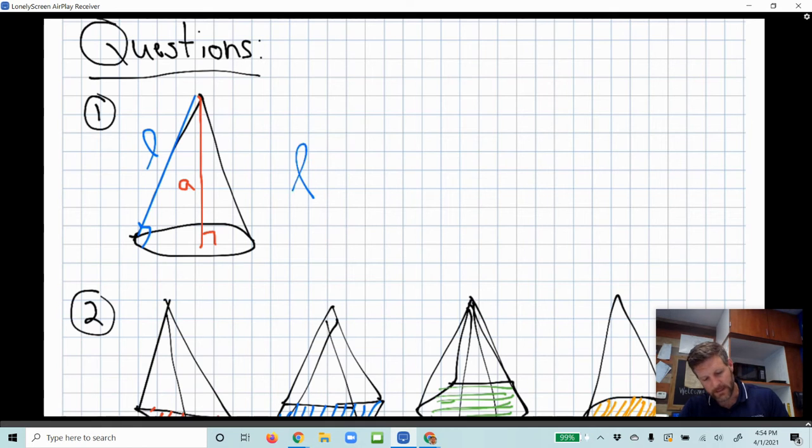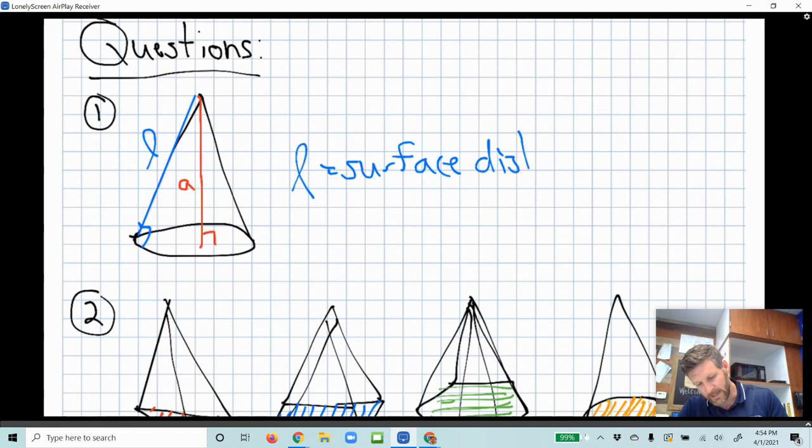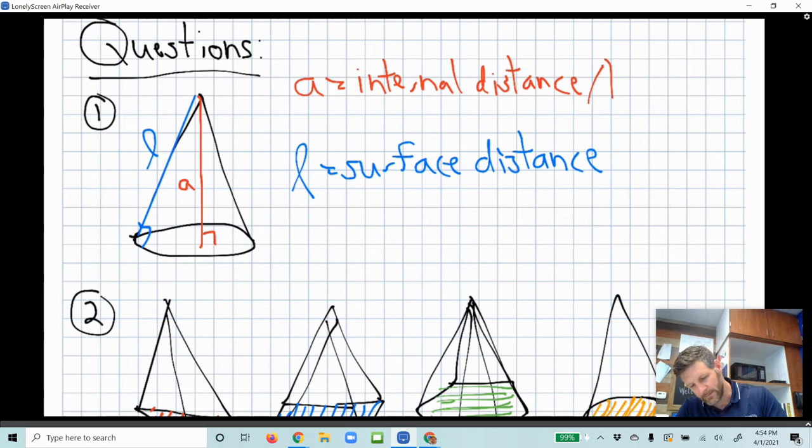So again, slant height is kind of the surface distance, whereas the altitude is more of the internal distance. But probably the easiest way to think of it is simply the actual height of that pyramid or cone.